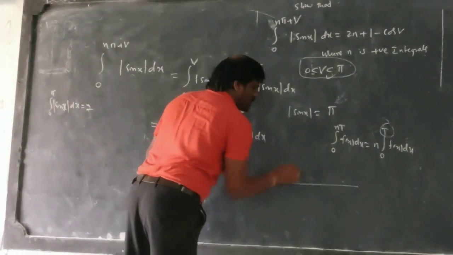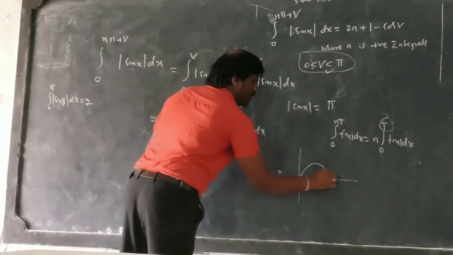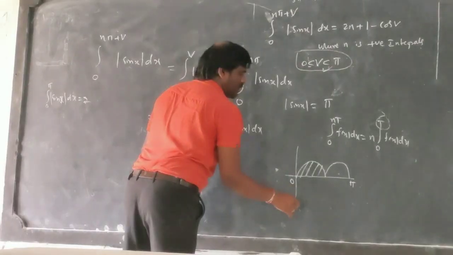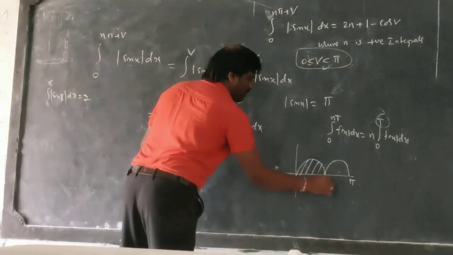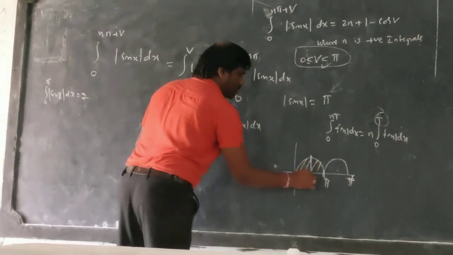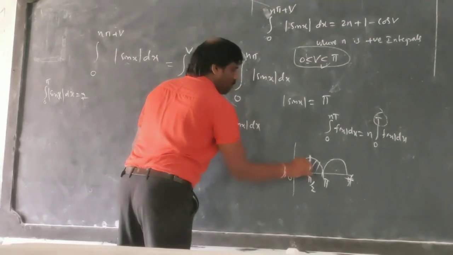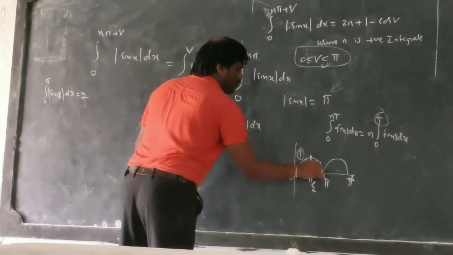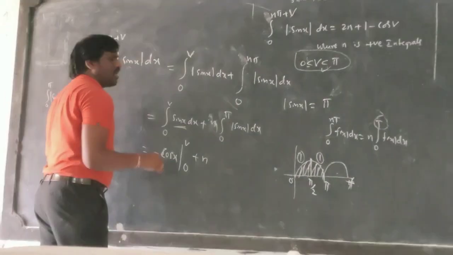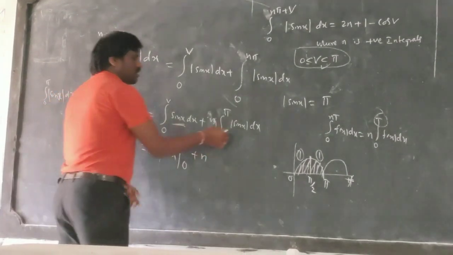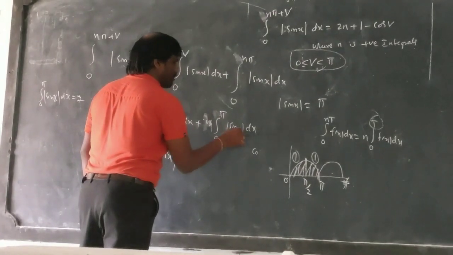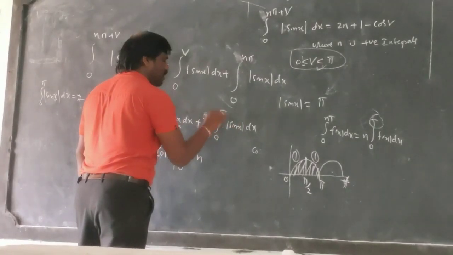I will show you here. The sin x graph looks like this, up to pi. From 0 to pi by 2 the area is 1, and from pi by 2 to pi the area is 1, so 1 plus 1 is 2. The total area is 2. If you don't know this, you can integrate directly, and you will get cos x, because sin x is positive here and the modulus opens positively.